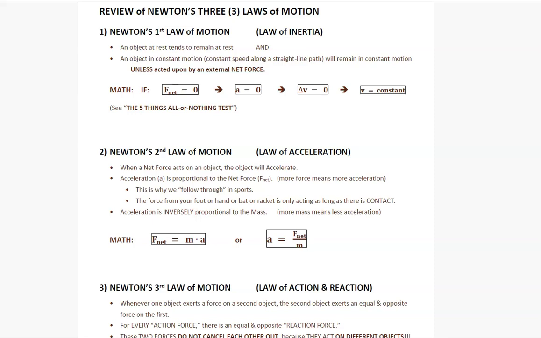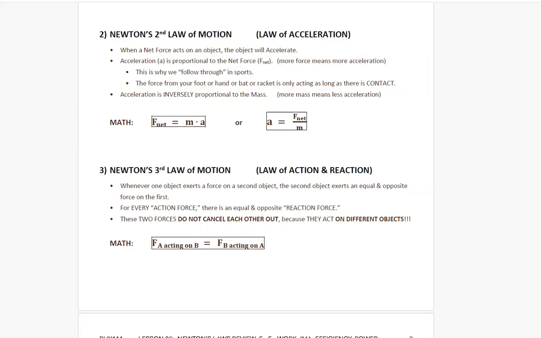So Newton's second law of motion, this is also called the law of acceleration. I'll scroll this up a little bit. This is a law that relates the net force on an object, the mass of the object, and how much that object will accelerate. So when a net force acts on an object, the object will accelerate.